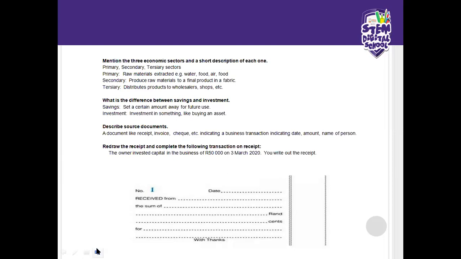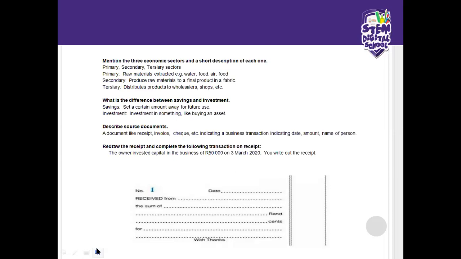So describe source documents, it's going to count 2 marks. You can give 1 mark either if you have given examples like receipt, invoice, check, etc., or if you have said indicating a business transaction. And then the second mark must be where you say the date will be on there, the name of the person involved, the amount, etc.